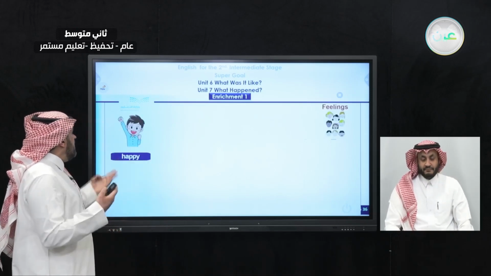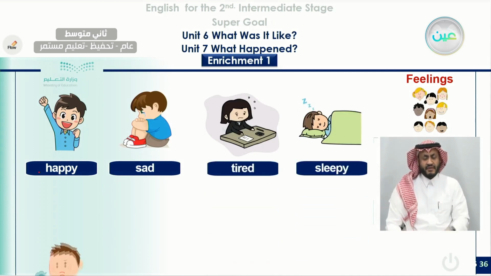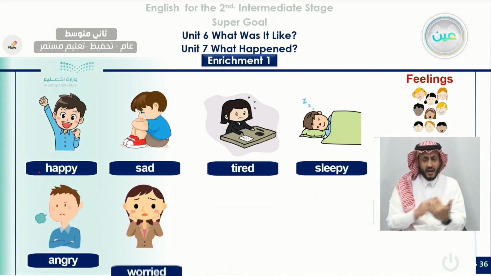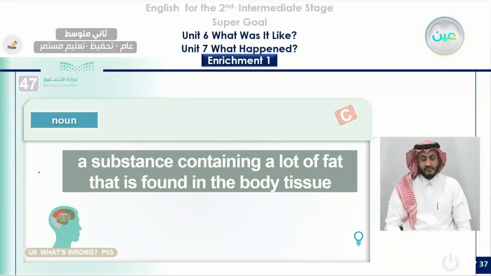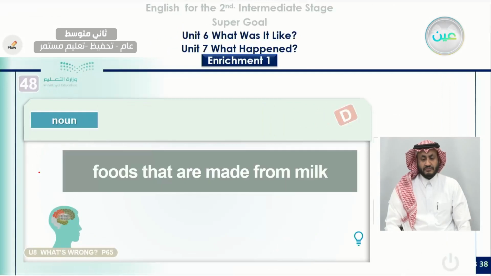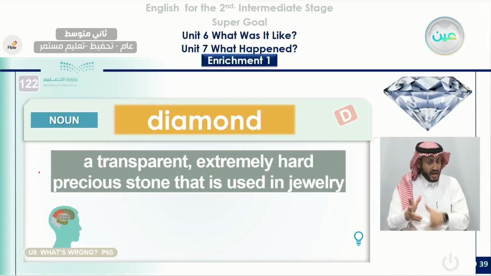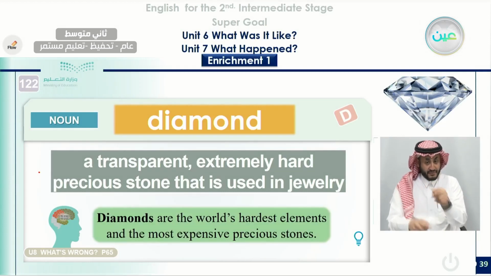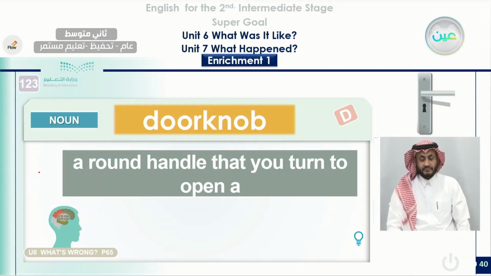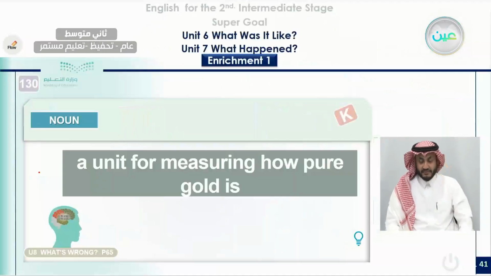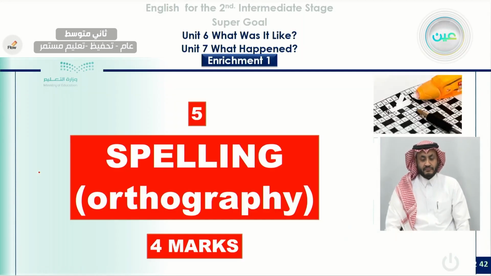Like the pictures here, these are the adjectives that we studied in Unit 6, if you remember. Happy, sad, tired, sleepy, worried, nervous, scared, and so on. And also we passed some examples like cholesterol, the word, how to define it, dairy product, how to define it, diamond also, how to define it, and how to use it in a sentence. Also the word doorknob, this is a doorknob here, you can see it. Also you can see the word carat here. What do you mean by carat when we talk about gold?